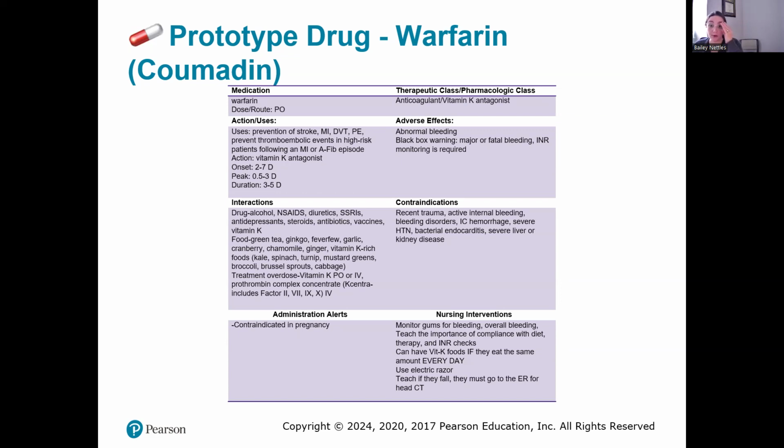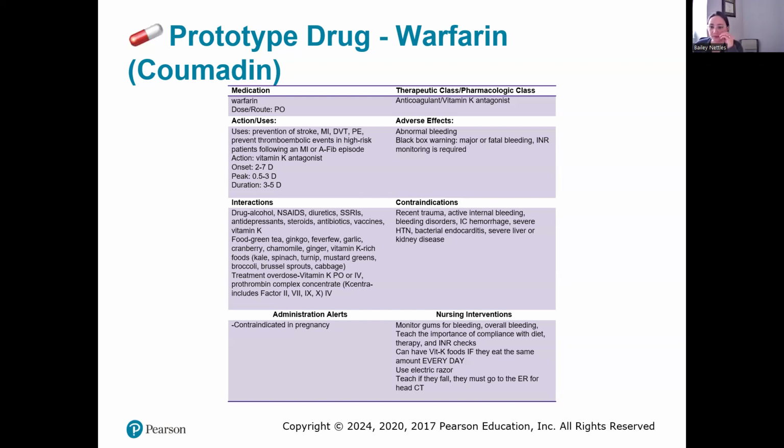All right. So obviously, don't give me blood thinners if I've had recent trauma. I have active bleeding. I have a bleeding disorder. I have intracranial hemorrhage. I have severe hypertension, bacterial endocarditis, or severe liver or kidney disease. Those make sense. We've already talked about why, right? Cannot be used in pregnancy.